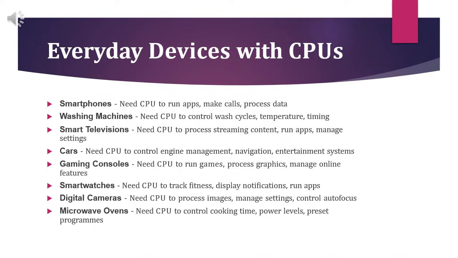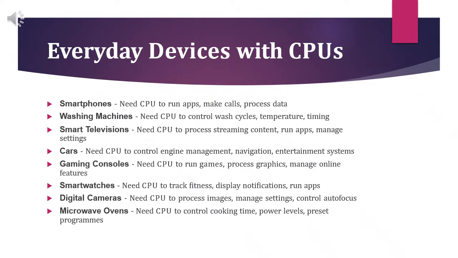You might be surprised to find that CPUs are in almost every electronic device we use daily. First, we have smartphones. They rely on a CPU to run your apps, make calls, and process all your data. Washing machines also use them to control things like wash cycles, water temperature, and timing. In the living room, smart TVs use processors to stream content and manage your settings, while gaming consoles need powerful CPUs to run high-end graphics and online features.